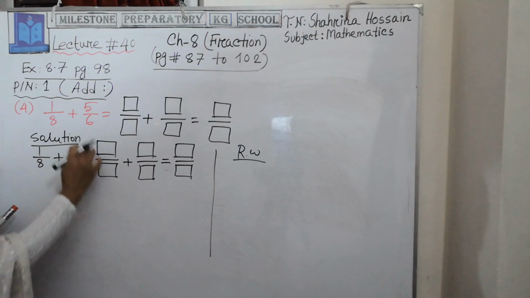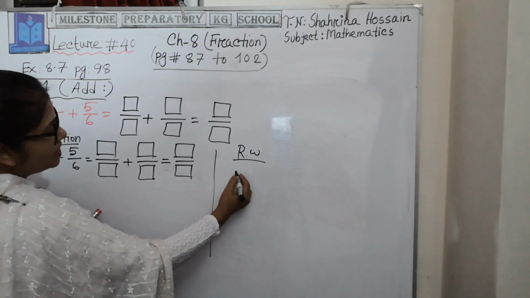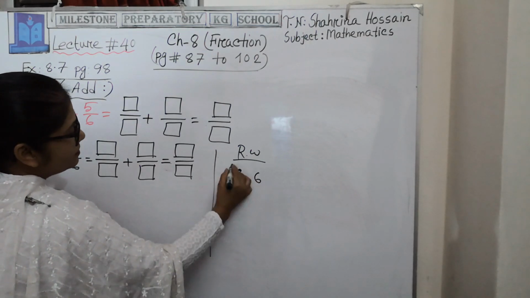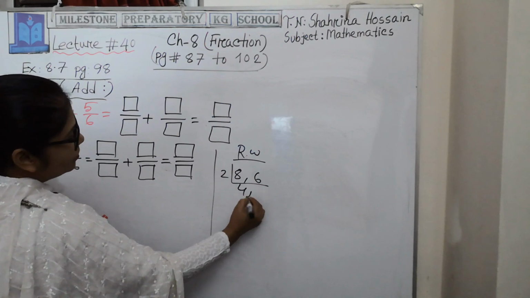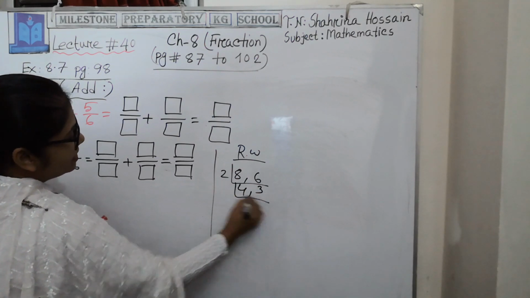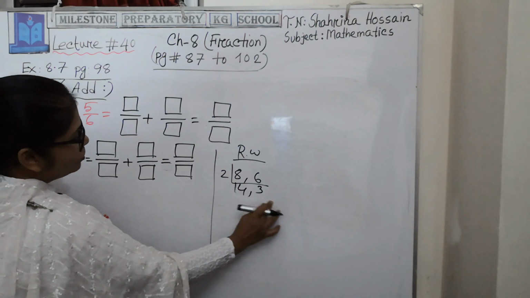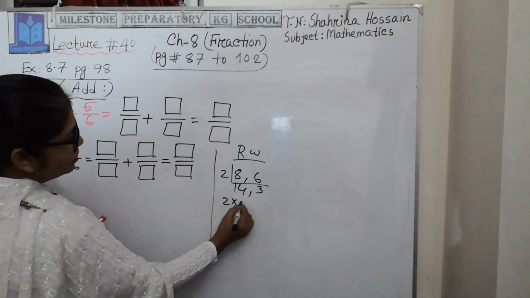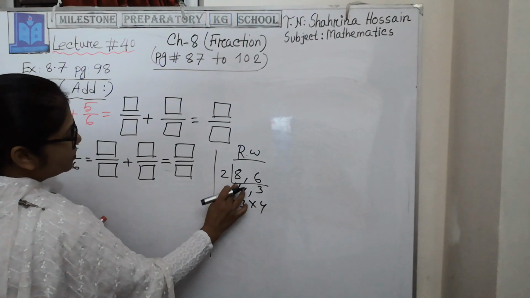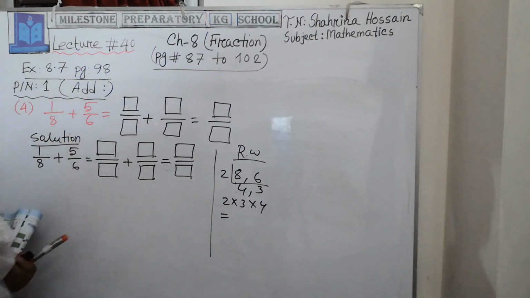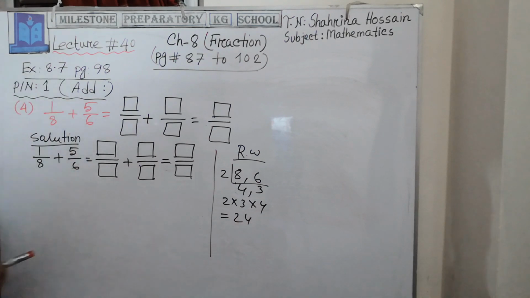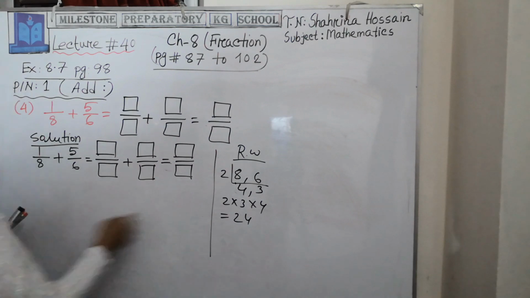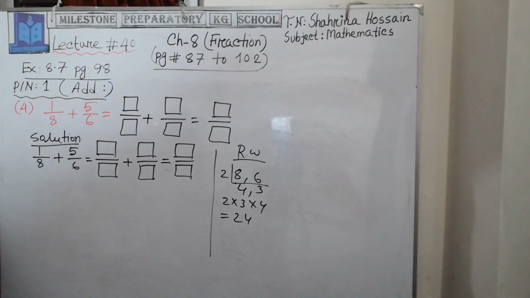8 and 6 both are composite and even numbers. So we can easily do the rough work. 2 4s are 8, 2 3s are 6. Then okay, we cannot do more. So 2 into 3 into 4. So 3 2s are 6, then 6 4s are 24. That means our LCM is 24. We got the LCM 24.